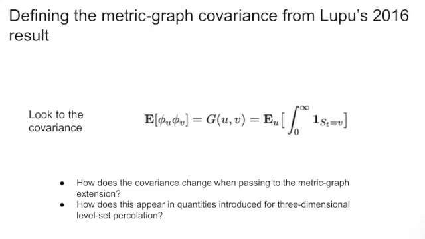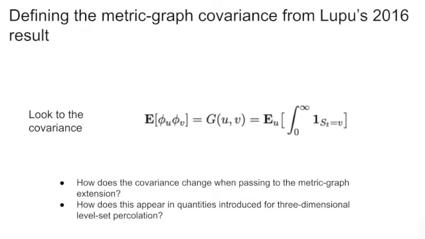So we can look to the covariance. The covariance, as we had mentioned in the previous slide for the regular Gaussian free field, is given by this expectation of phi u of phi v, which is equivalent to the Green's function between the points u and v. So we can think about, if we were to take this covariance for the regular Gaussian free field, how one would obtain the covariance function for the metric graph Gaussian free field.